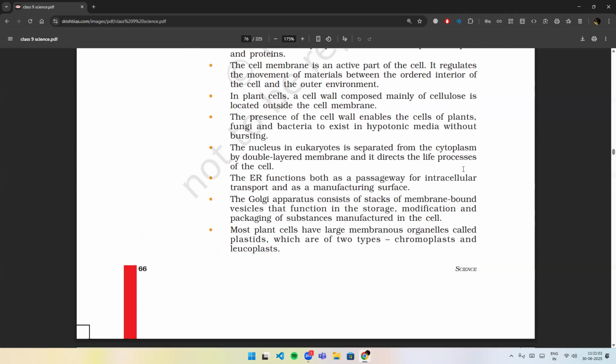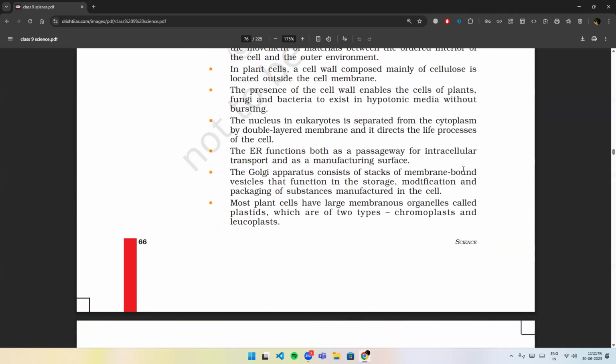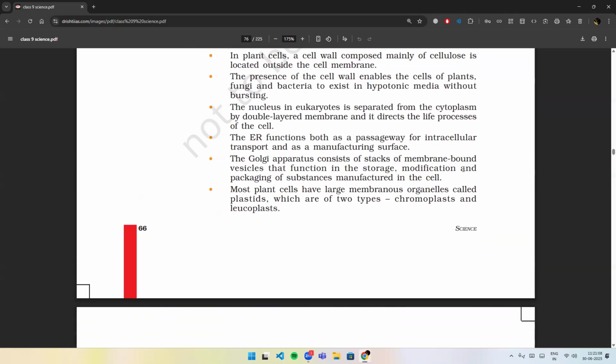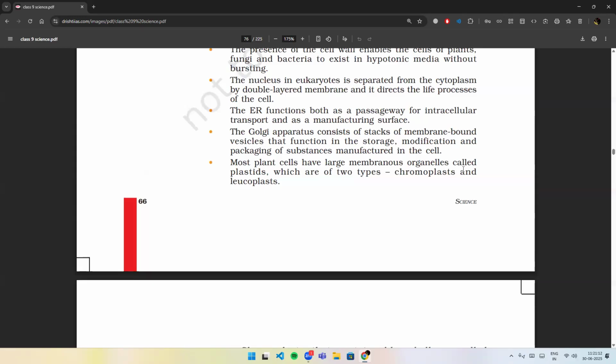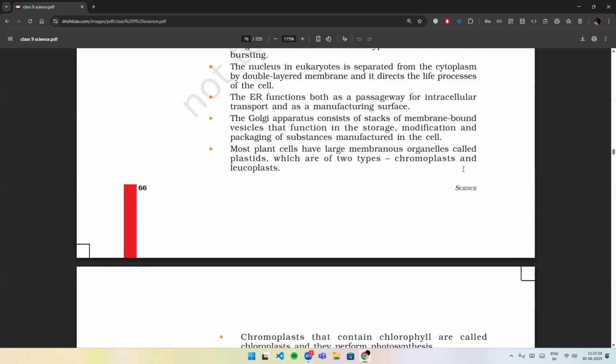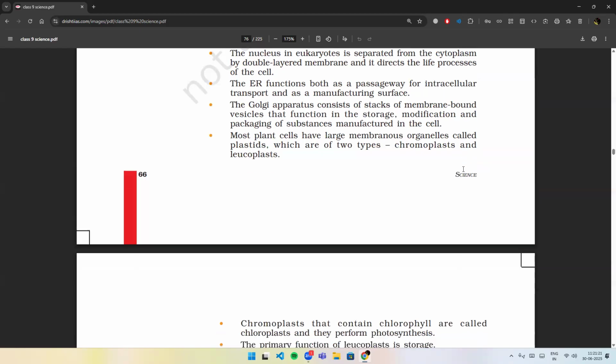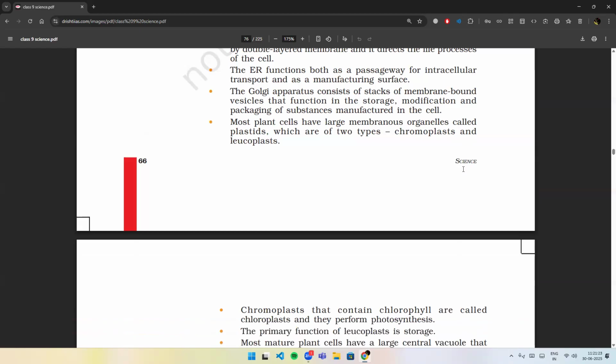The presence of the cell wall enables the cells of plants, fungi, and bacteria to exist in hypertonic media without bursting. The nucleus in eukaryotes is separated from the cytoplasm by a double-layered membrane and it directs the life processes of the cell. The ER functions as a passageway for intracellular transport and as a manufacturing surface. The Golgi apparatus consists of stacks of membrane-bound vesicles that function in the storage, modification, and packaging of substances manufactured in the cell.